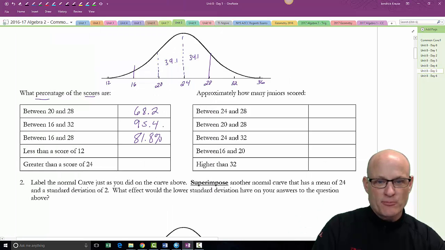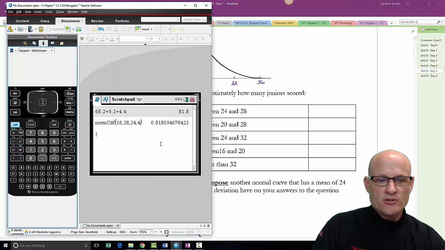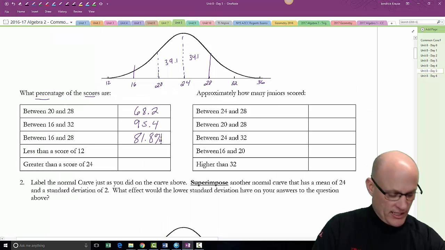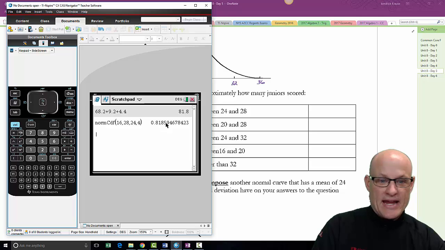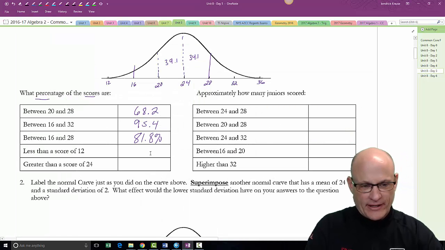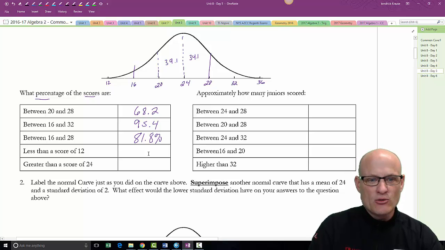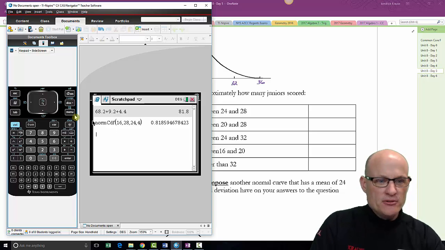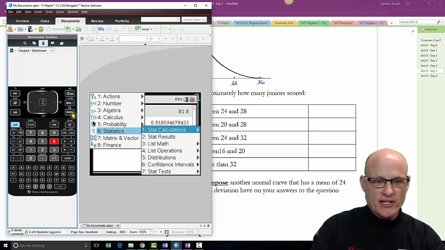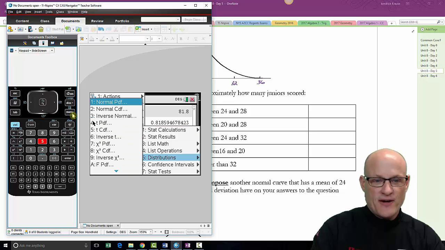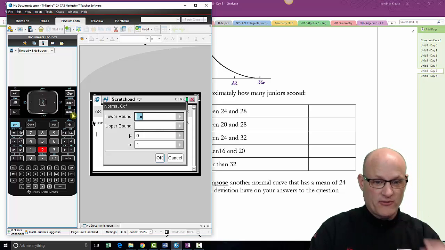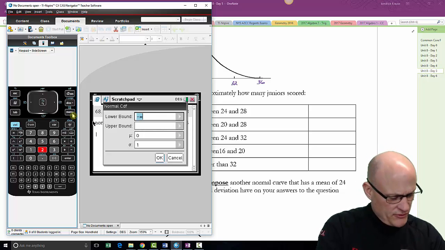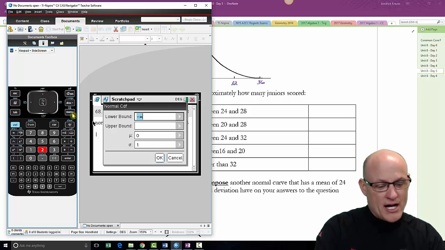81.85. So that's really 81.8. 81.8 is all I wanted. So it's really 81.8, and then we got a 5 here, so it's really 81.9, but we'll leave it as 81.8. That's fine. Less than 12. So we'll go menu, statistics is 6, distributions is 5, and we want the normal CDF, which is 2, 652. So what did we say? We said less than 12.